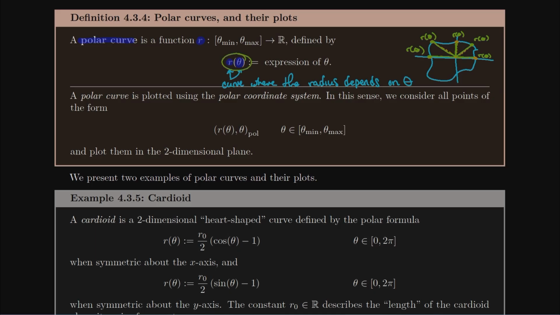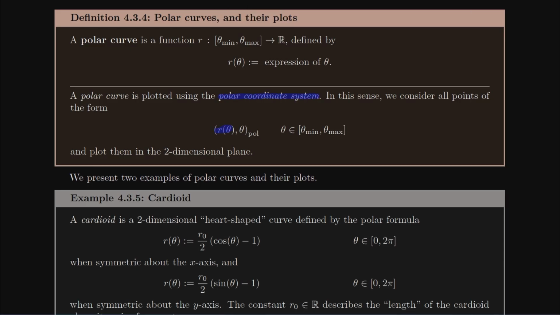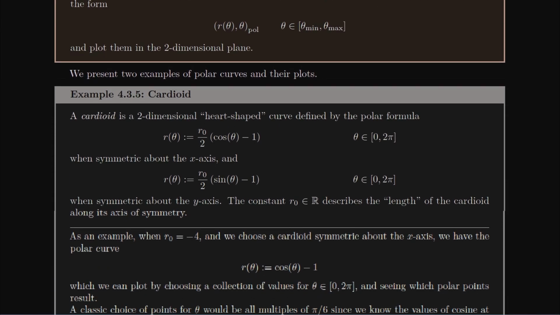A polar curve is going to be the radius as a function of theta. And we're going to plot it using, of course, the polar coordinate system, where we put the function of theta, r, being a radius, in for the radius in the polar coordinate system, as well as we put theta, the independent variable, in for theta in the polar coordinate system. And then we go ahead and plot. So let's actually try to plot one of these.